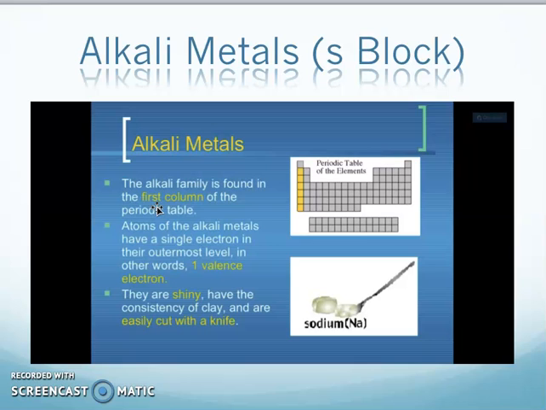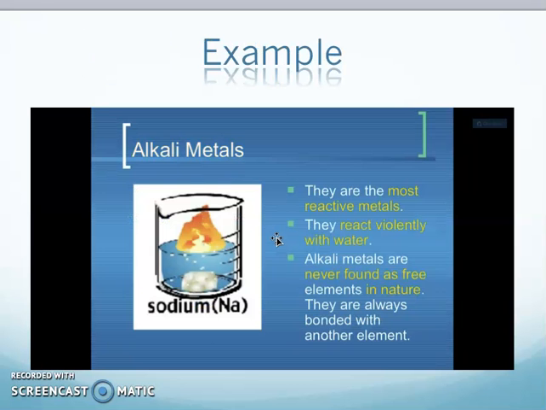They are shiny, have the consistency of clay, and are easily cut with a knife. For example, we can keep solid butter in our minds, that they are just like that and can be easily cut with the help of a knife. They are the most reactive metals. They react violently with water, causing severely exothermic reactions, and an immense amount of heat along with fire is produced.